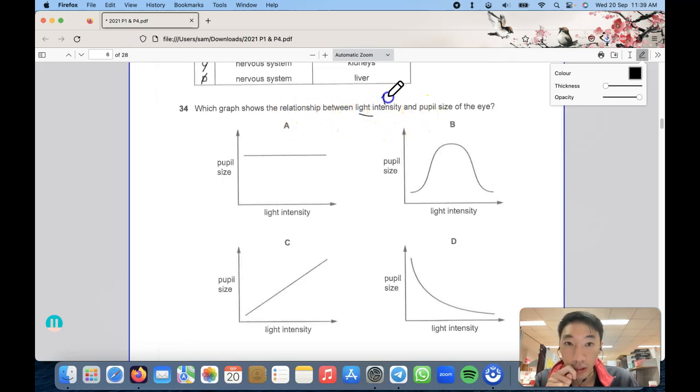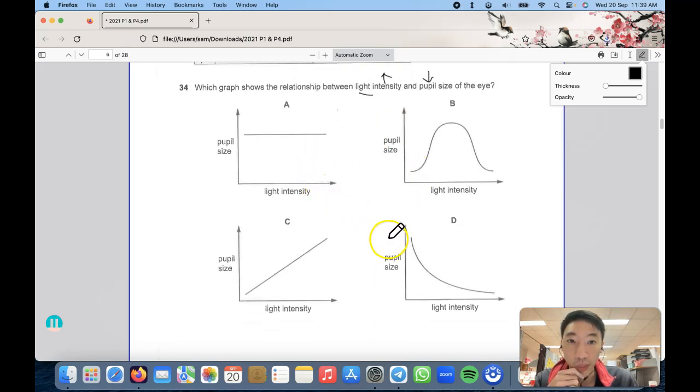Which graph shows the relationship between light intensity and the pupil size? When light intensity goes up, pupil size must go down, right? Because if it's too bright, your pupil must be smaller to reduce the amount of light entering your eye. So which of them is correct? The pupil size is going down as the light intensity increases. That makes sense, right? So the answer is D.